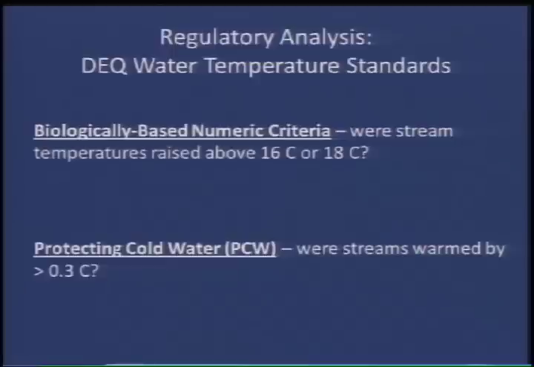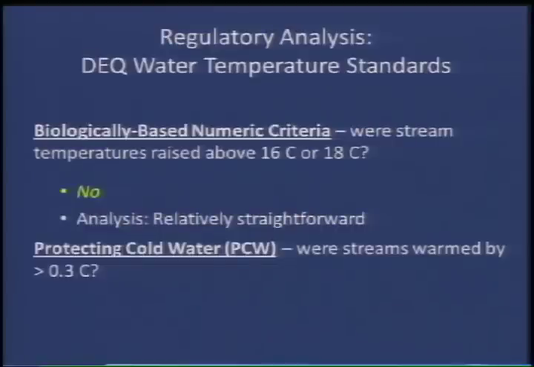For the regulatory analysis, there are 2 Department of Environmental Quality water temperature standards that we're interested in. The first is a hard and fast threshold. It's called the biologically based numeric criteria. And it asks, were stream temperatures raised above either 16 degrees Celsius or 18 degrees Celsius, depending on how those waters are used by salmonids? So it's a hard threshold. Does timber harvest raise it above those levels? The second is effectively an anti-degradation standard called the protecting cold water criterion. It asks, were streams warmed, regardless of their temperature, by more than 0.3 degrees Celsius? Did they change?